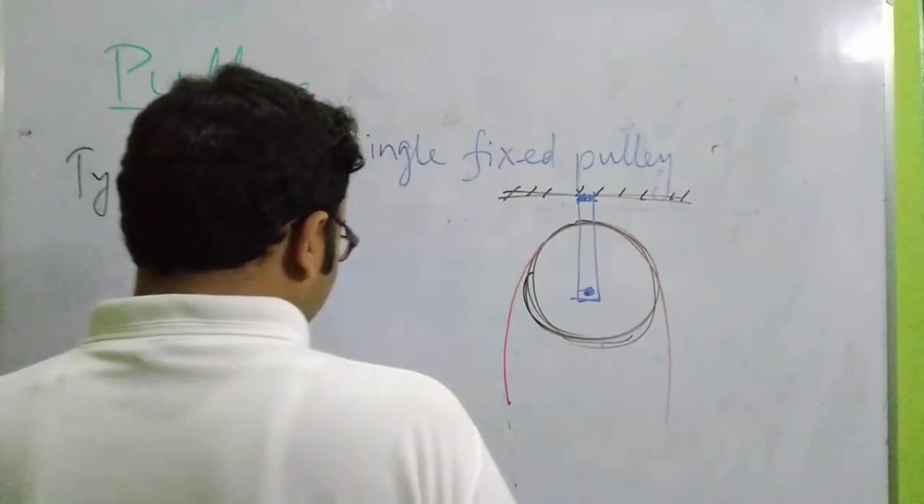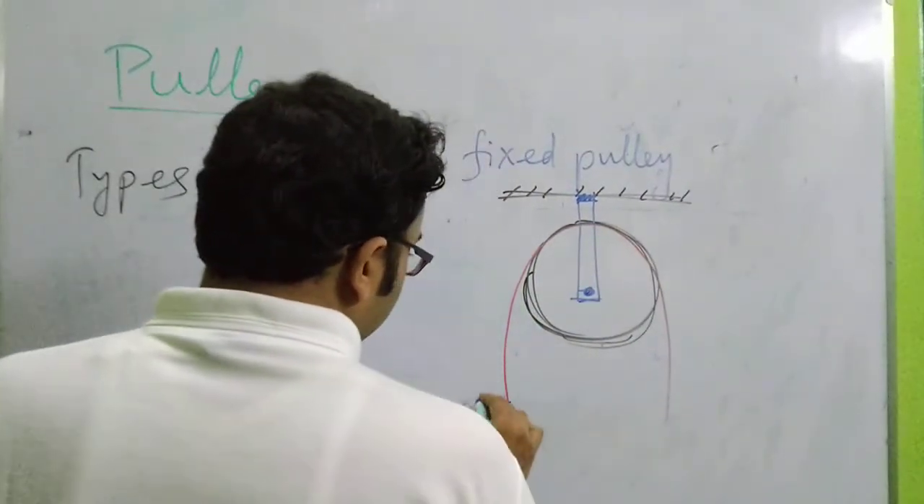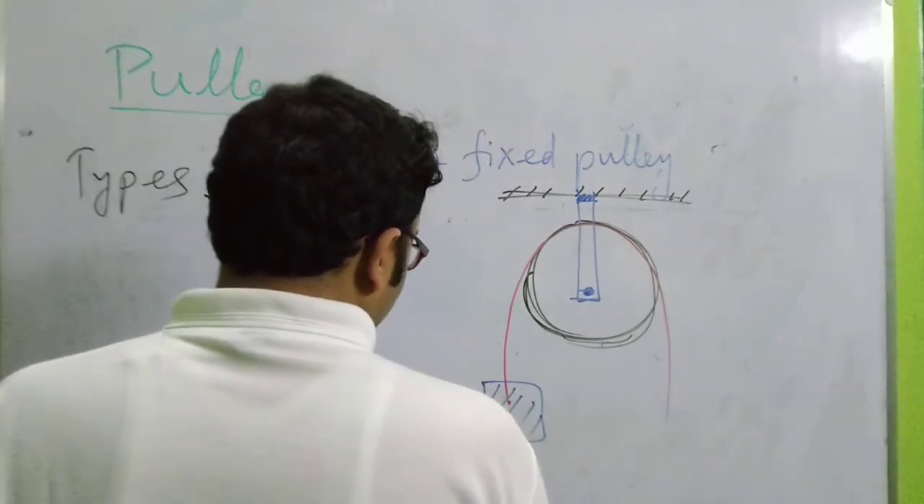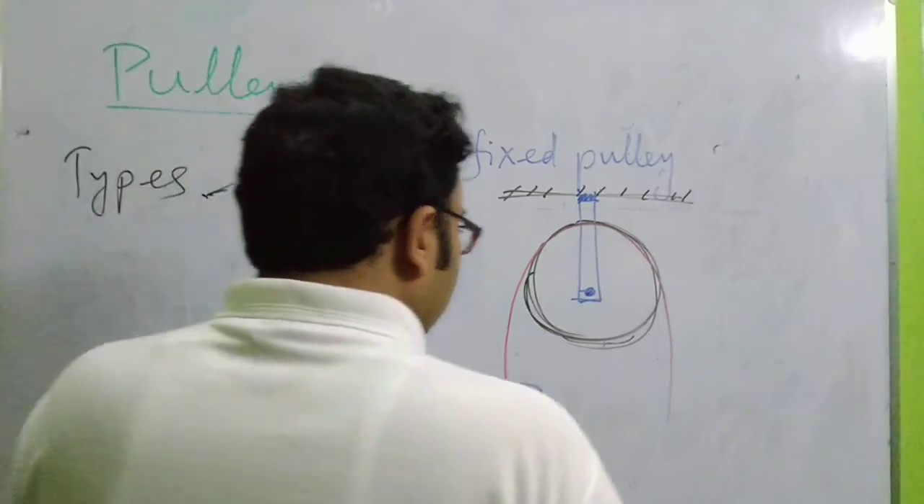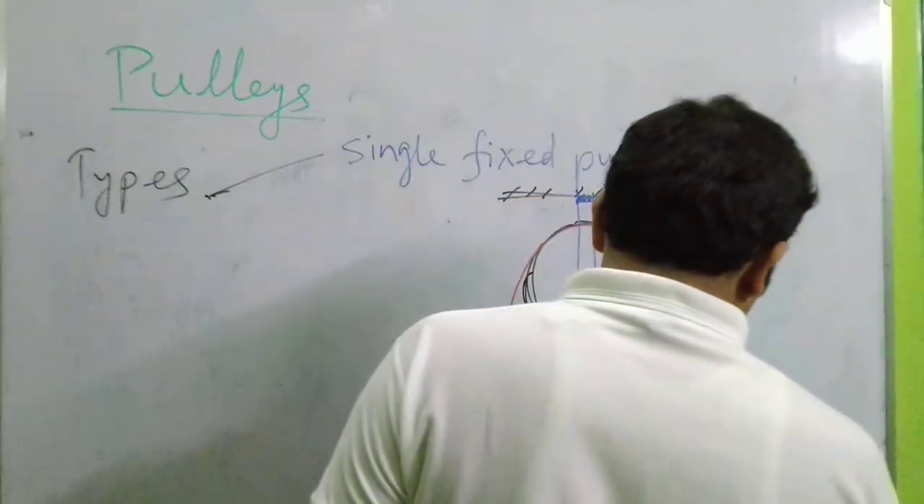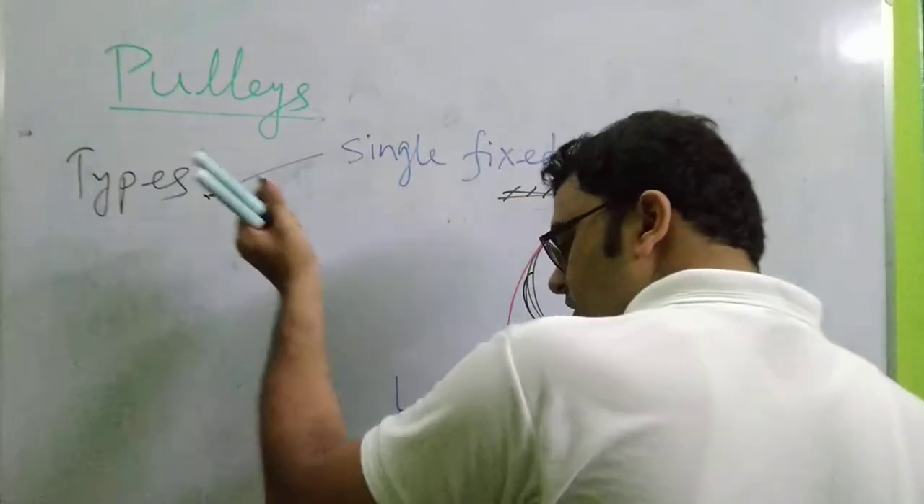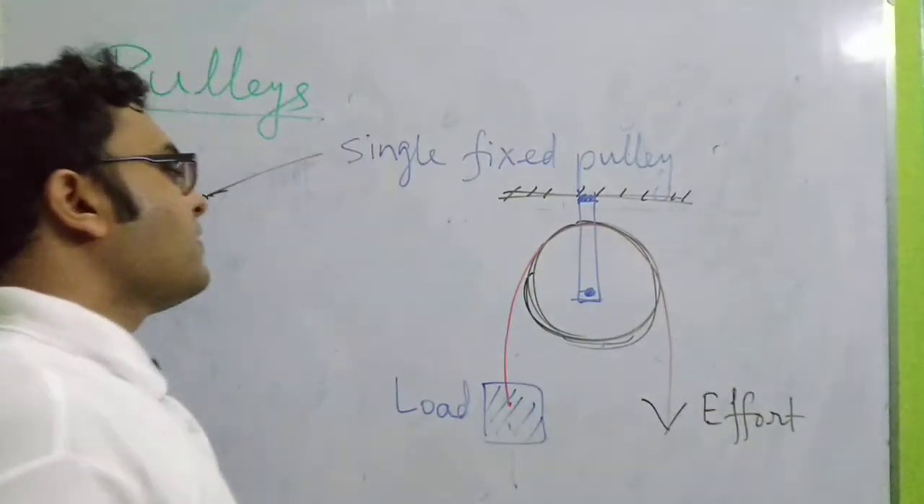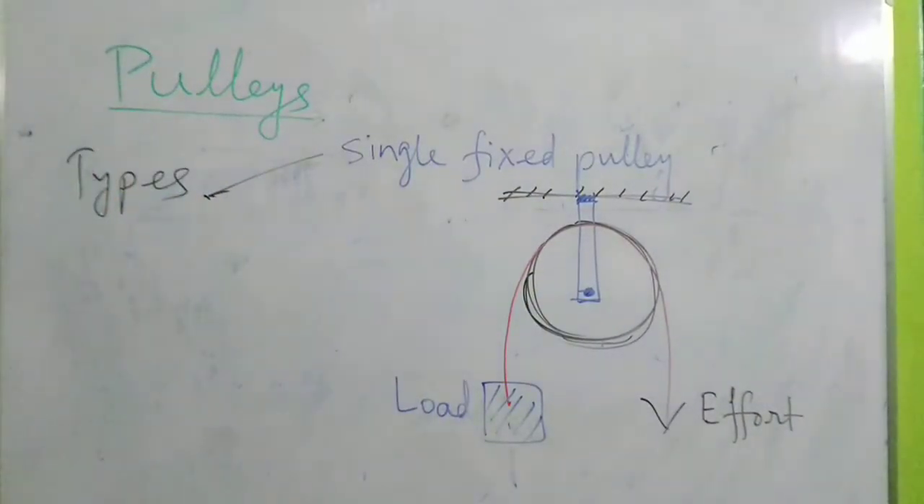On one side of the rope, the load is hung. So this is the load, and on the other side, the effort is applied like this. So this is the structure of a single fixed pulley. I think the schematic diagram is clear.